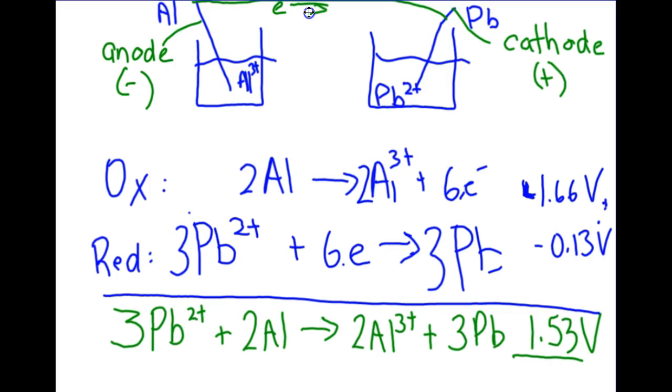You need a salt bridge. The negative ions always flow to the anode. The positive ions always flow to the cathode. And that's an electrochemical cell.